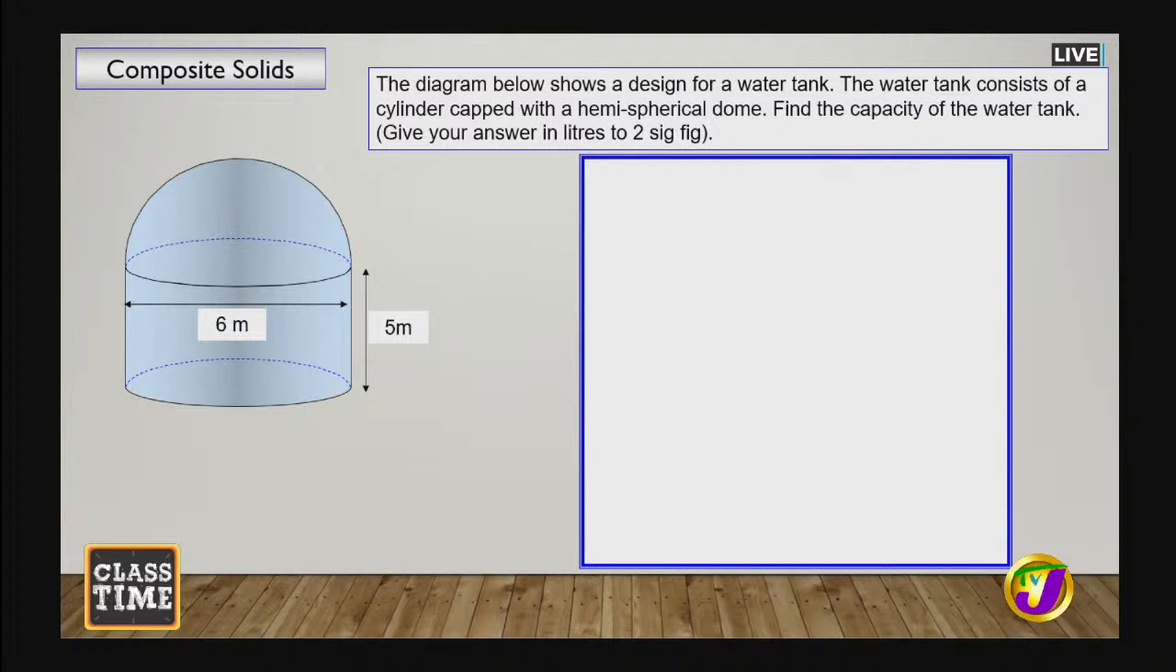Find the capacity of the water tank, and we're giving our answer in liters this time to two significant figures. And notice our dimensions are in meters. All right, so let's see how this turns out.